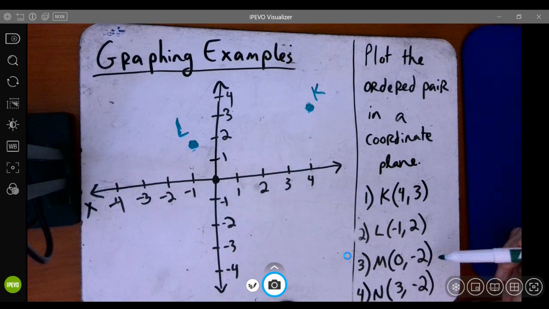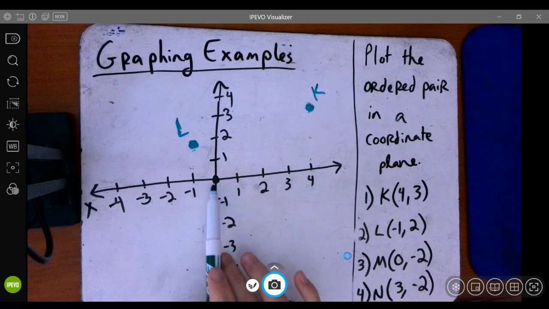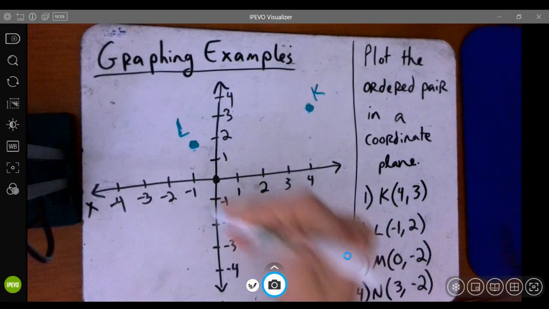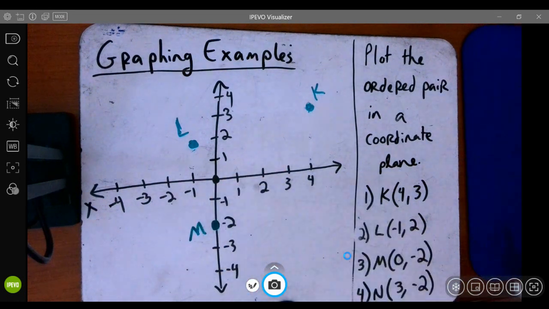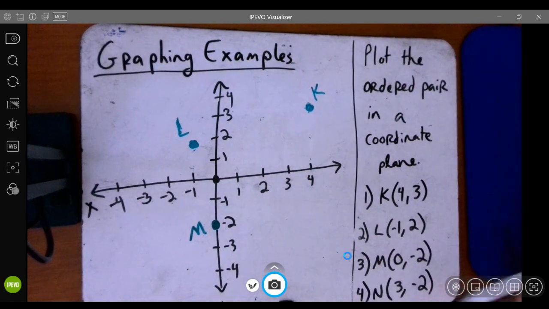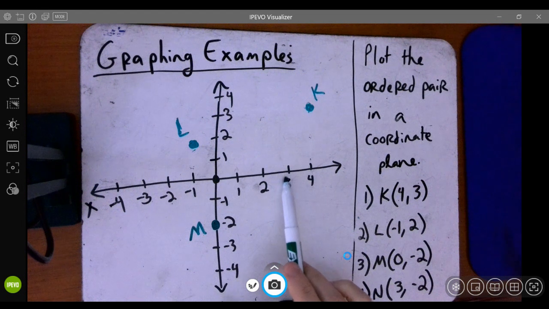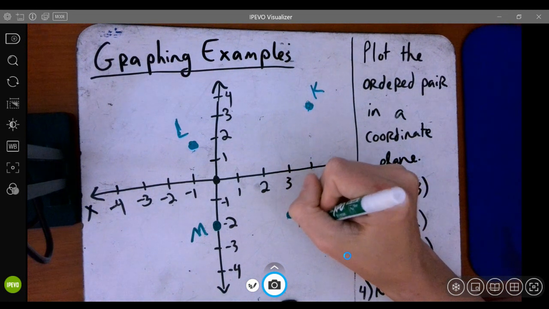And then M is at (0, -2), so I'm at the origin. I'm going 0 spaces to the left or the right, and so I'll just stay on the y-axis, and then I'm going down here to -2. And this would be point M. And then finally, point N is at (3, -2). So I start at the origin, I go over to the 3, and then down 2 spaces. And that would be point N.